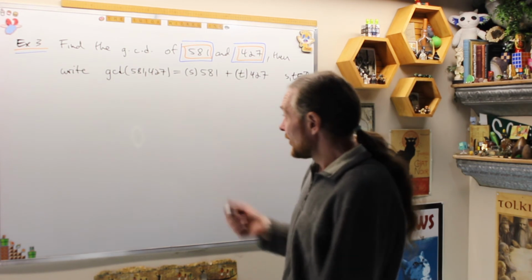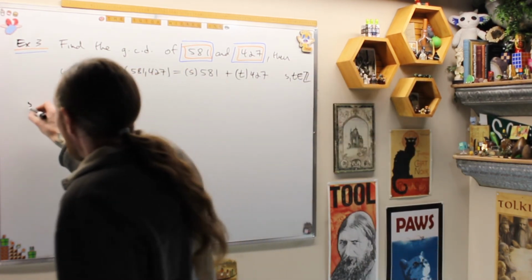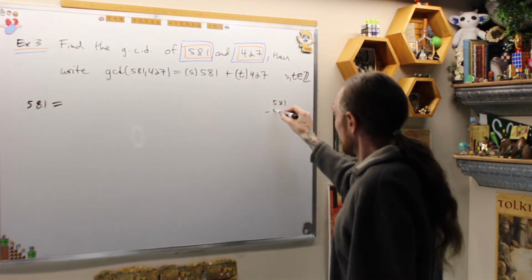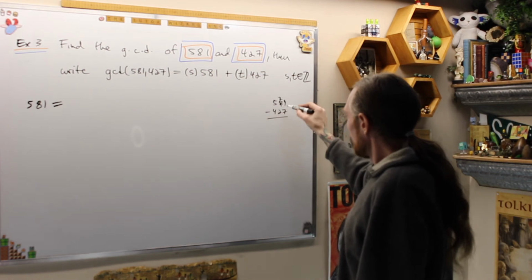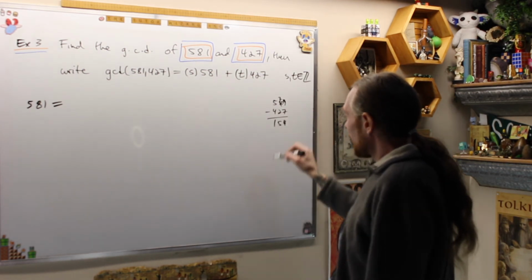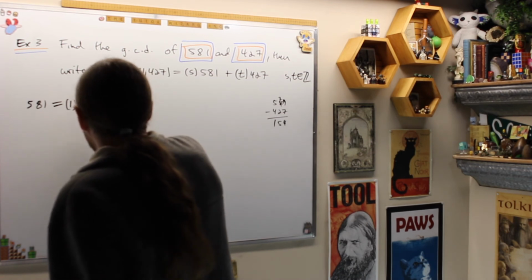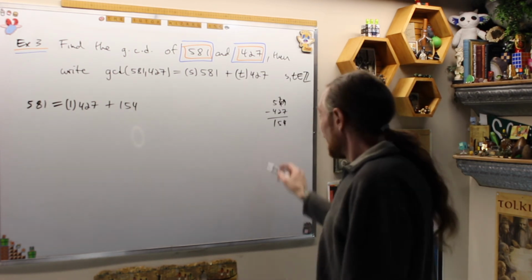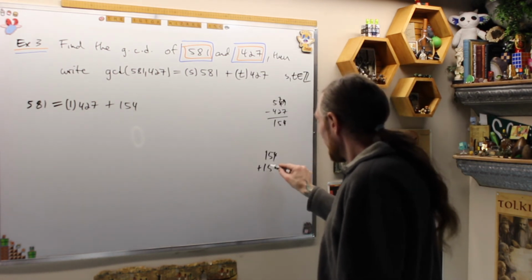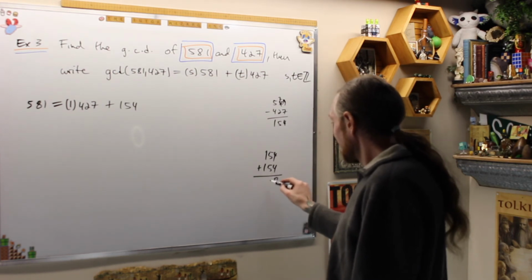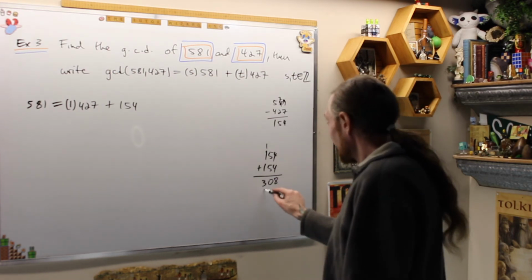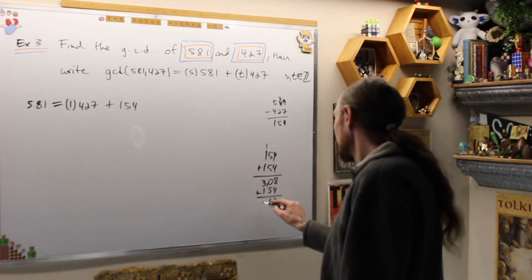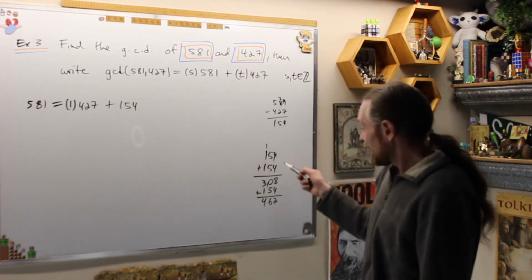How do I do this? First of all, I have to use the Euclidean algorithm. So 581 is equal to, they're close enough that if I subtract them, I'm going to get 154. So I get one group of 427 plus 154. Same thing, if I want 154 plus 154, that's 308. If I do 154 again, I'm going to get 462. So it's too much, so I have to use 2 of them.